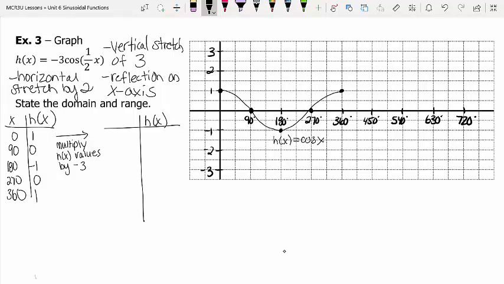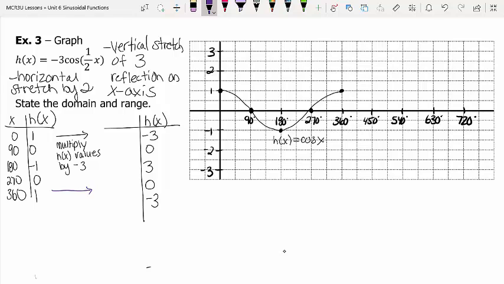So 1 times negative 3 is negative 3. 0 times negative 3 is 0. Negative 1 times negative 3 is positive 3. 0 times negative 3 is 0. And 1 times negative 3 is negative 3. Okay, let's apply our final transformation.